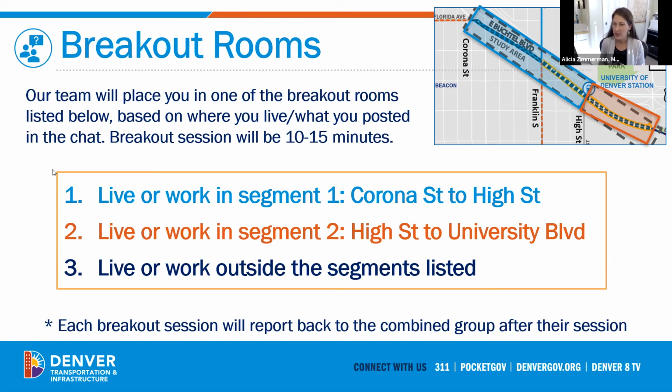So one last coordination piece on the breakout rooms before we get about 15 to 20 minutes in there. If you haven't selected a breakout room: room 1 is you live or work in segment 1, which is Corona Street to High Street. Room 2 is you live or work in segment 2, High Street to University. And room 3 is... we might not have room 3 is what I'm hearing. Looks like it's mostly rooms 1 and 2. Maybe Caroline can confirm, but I don't think I see anybody signing up for room 3. So we have one person signed up for room 3.